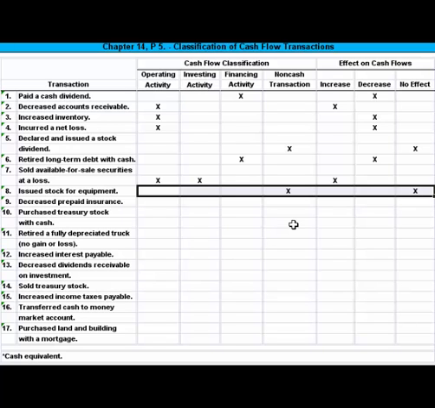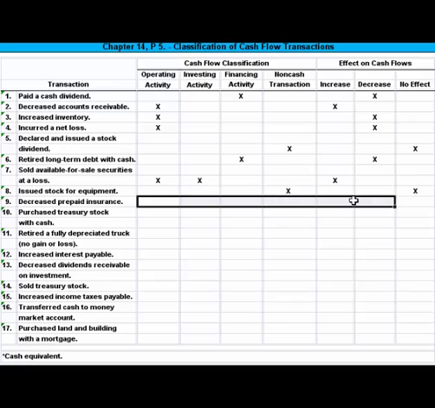If we issue stock for equipment, we have no cash. It's a non-cash activity because we gave somebody stock in our company in exchange for equipment, and it has no impact on the cash flows.